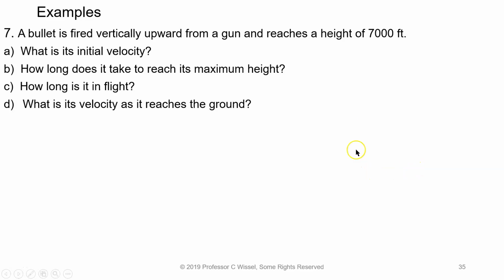A bullet is fired vertically upward from a gun and reaches a height of 7,000 feet. What is the initial velocity? How long does it take to reach the maximum height? How long is it in flight? And what's its velocity when it hits the ground?